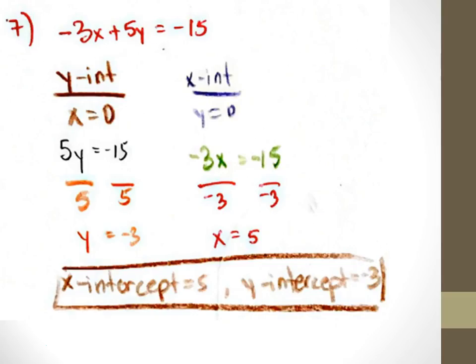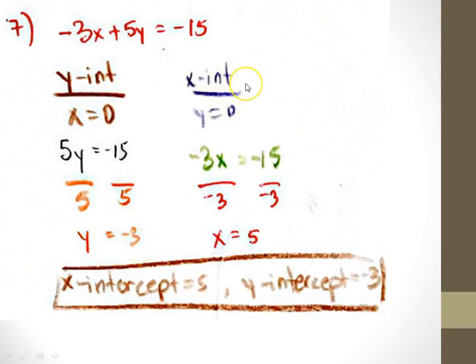Numbers 7 and 12, which is not pictured, are solved the exact same way. I'm given the equation. What I want to find is the y-intercept. All I need are the y's because x equals 0. So I just have the y part of the equation, 5y equals negative 15. Divide it. I have y equals negative 3.